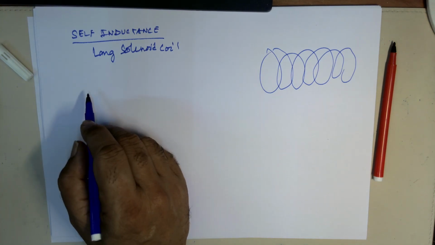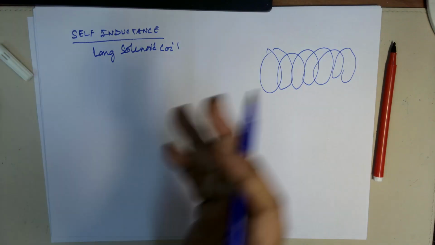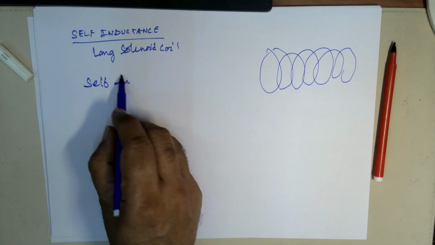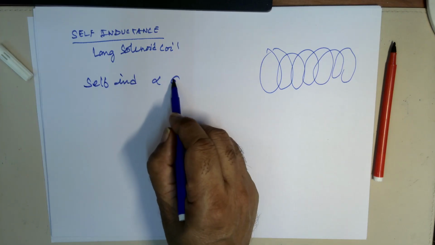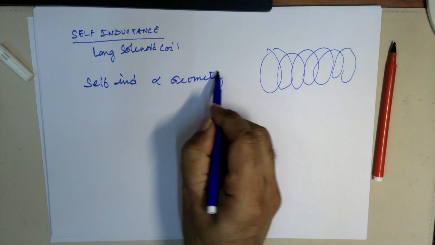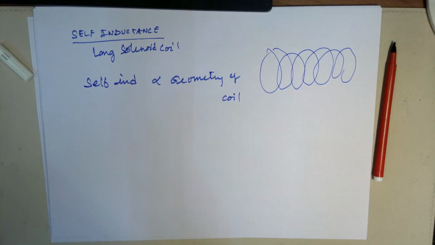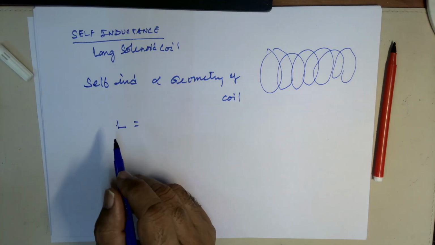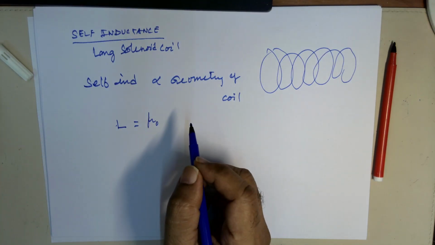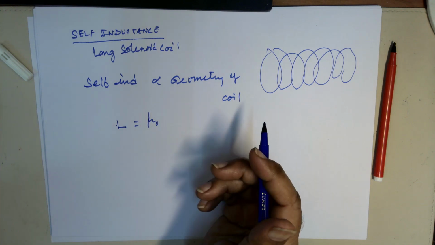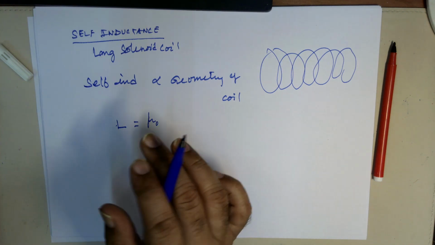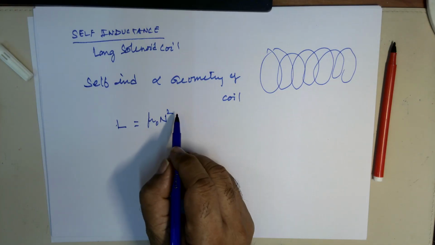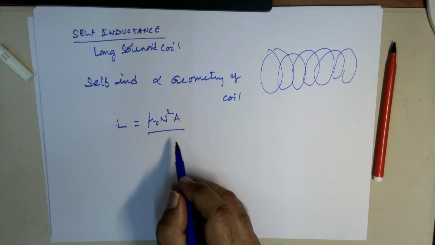So in this case, the self-inductance of the coil depends on the geometry of the coil, or the shape, etc. So self-inductance is equal to mu zero. What is mu zero? Permeability of free space. This is with regard to the medium. So mu naught, then n squared, then A, whole divided by L.